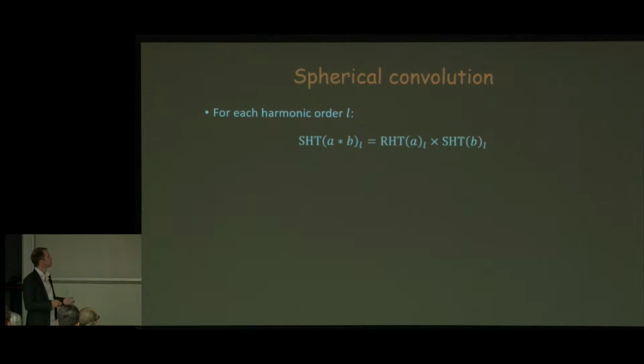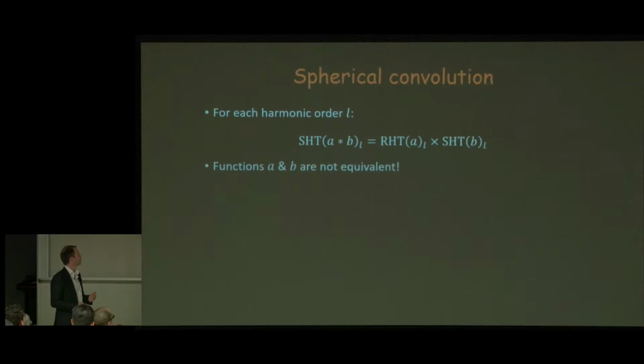For each harmonic order, the spherical harmonic transform of A convolved with B is the product of the matrix, which is a rotational harmonic transform of the first one, by the vector, which is a spherical harmonic transform of the second one. So it's a matrix vector operation. It's linear, it's nice and simple per harmonic order.